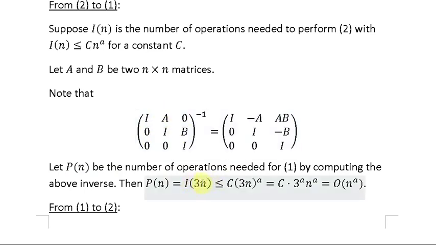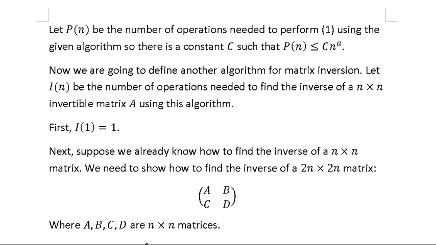And I_3n is less than or equal to c times (3n) to the power a, and that has complexity of order n to the power a. Now let's prove the other direction.